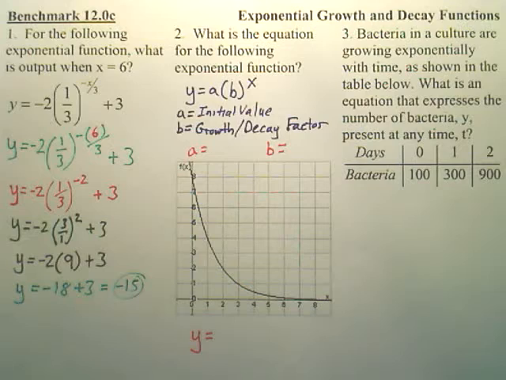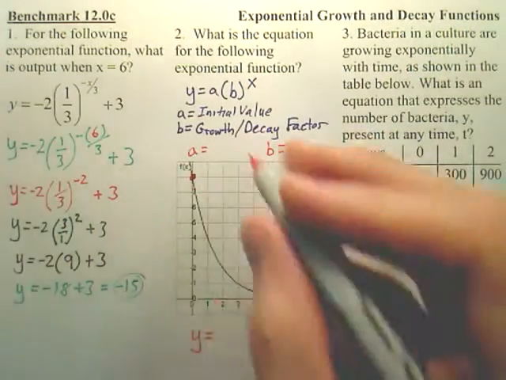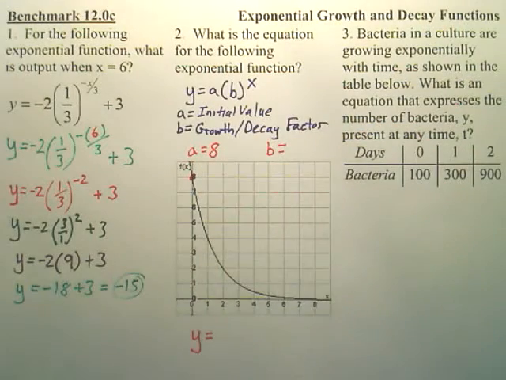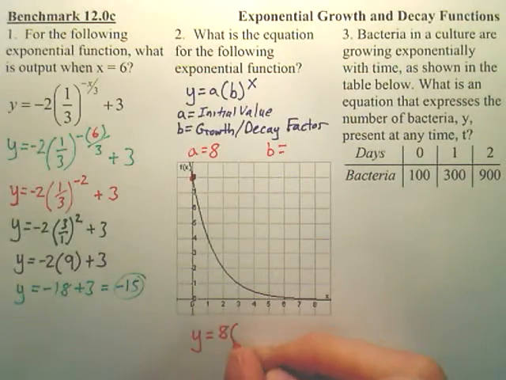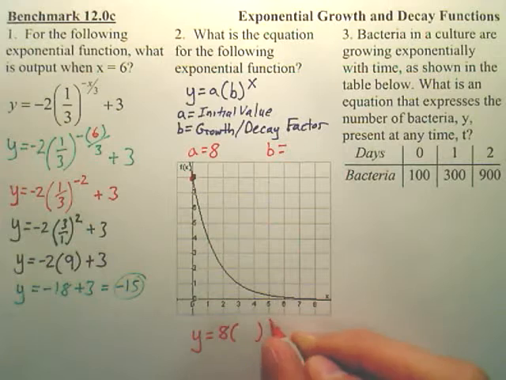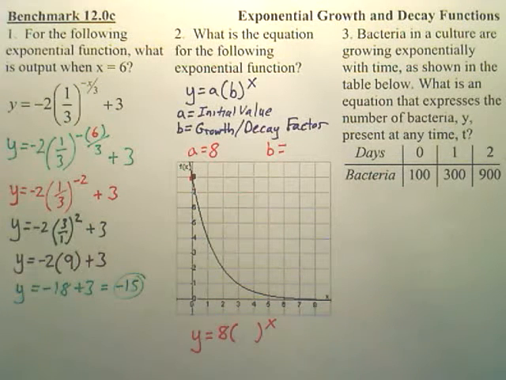So, A is pretty easy. Look at your graph. Where does it start? 8. So A is 8. So this is going to be 8. Now we just got to find B. How do you find B?